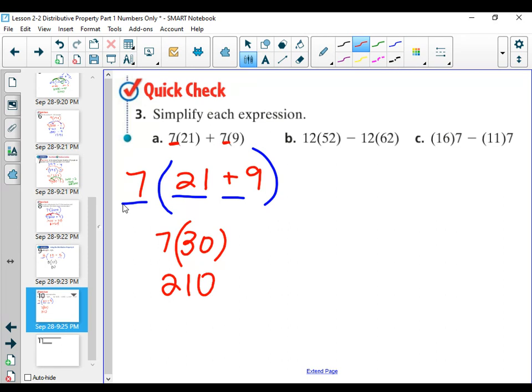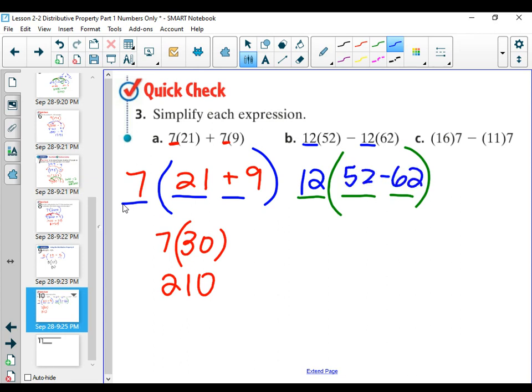This would be a good spot to pause the video and try the next two by yourself. I wonder what number was on the outside. Which number got multiplied twice? I know, 12. What's left for the inside?